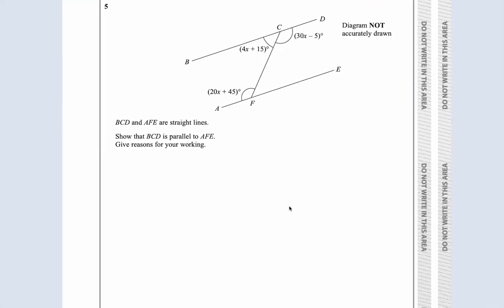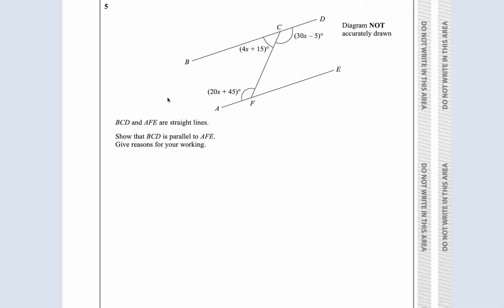Question 5. BCD and AFE are straight lines. Show that BCD is parallel to AFE. Give reasons for your working. Okay, so if I want to show that they're parallel, if they're parallel, then we know some of these rules for angles and parallel lines, like alternate angles, corresponding angles, angles in a straight line, etc.